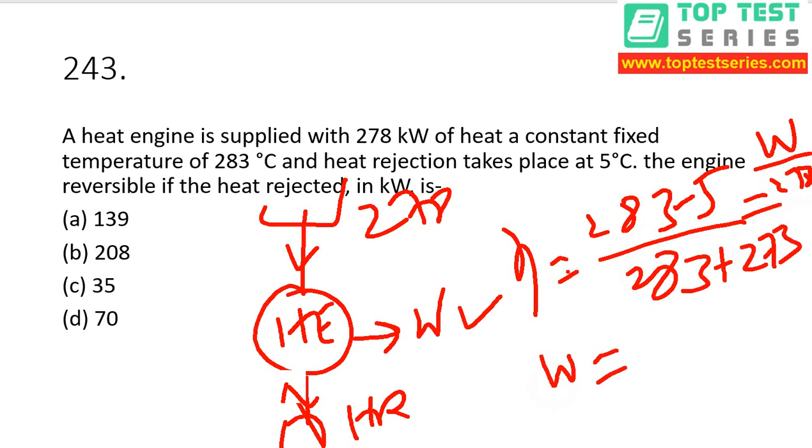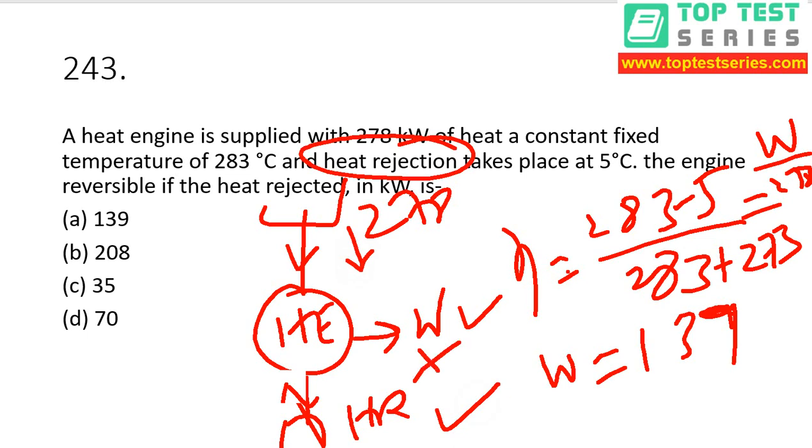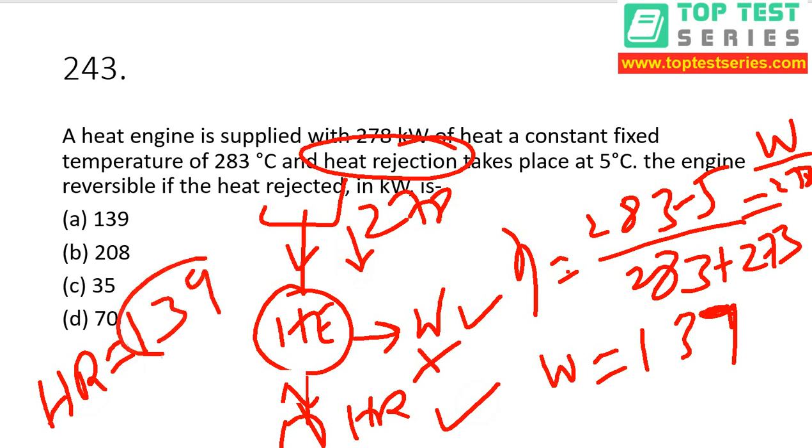What is the value of W we are getting? 139 we are getting. But they are asking to find out heat rejection. That means this part. So we know that input is equal to output plus heat rejection. Therefore, heat rejection is equal to input minus output. So input is 278 minus 139, what value are we getting? 139. 139 kilowatt would be the answer. So option A is the correct answer for this question. I hope you are getting me.